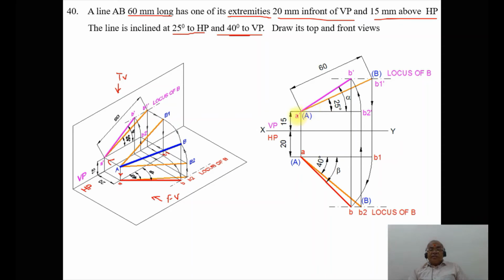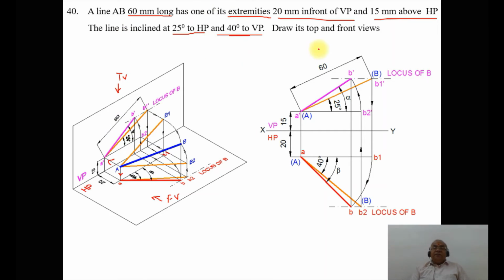Then with A dash as center and taking the radius of A dash B2 dash, you rotate it so that it is going to cut the locus of B in the front view here, and you mark this point as B dash and join A dash B dash with a dot line. Similarly, with A as center taking the radius of AB1, you draw an arc so that it is going to cut the locus of B in the top view, and you name that point as B and then join A to B with a dot line. And when you join A to B and B dash, both are going to lie on the same line. So that is how you will be able to infer that your problem is right.